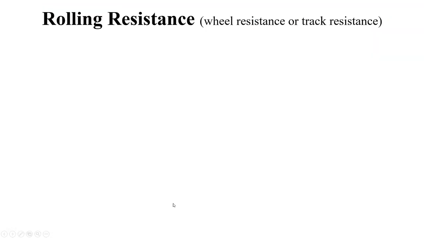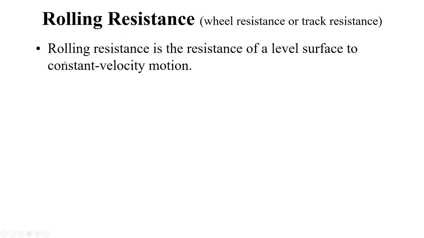What is rolling resistance? Imagine you have a machine and you're moving on a level surface. It means you're not going up the hill, you're not going down the hill, and your speed is constant. There is some resistance from the road surface against the machine when the machine wants to move. That is called rolling resistance. Therefore, rolling resistance is the resistance of a level surface. It means there is no grade, zero grade, with constant velocity motion.